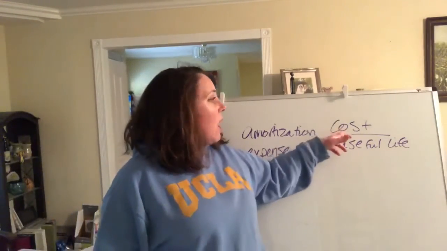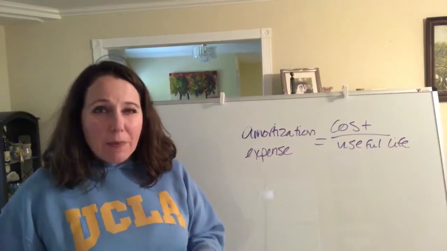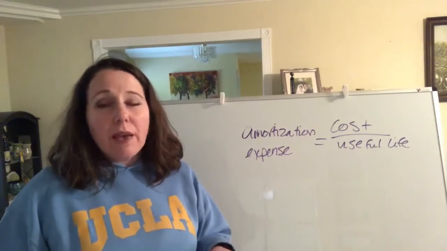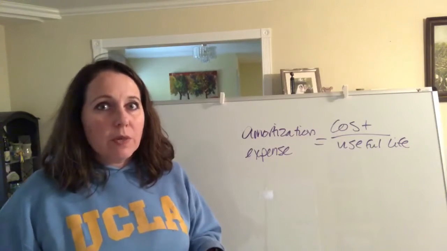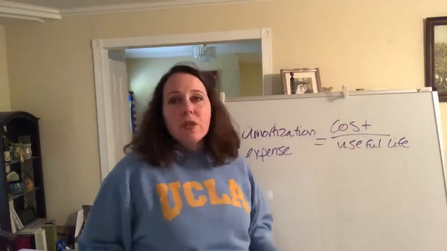Amortization expense is going to be cost. Remember, our intangibles are usually only on our books when we buy them. Internally created intangibles aren't going to be on our books. They have a value, but that value is not recorded on our books for accounting purposes. So it's our cost, whatever we paid for it, divided by the useful life.